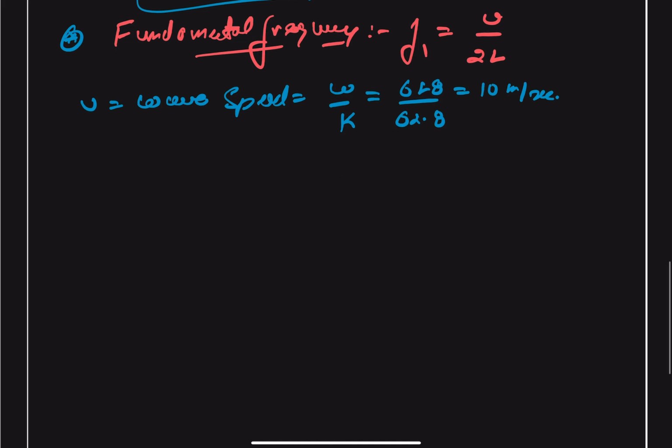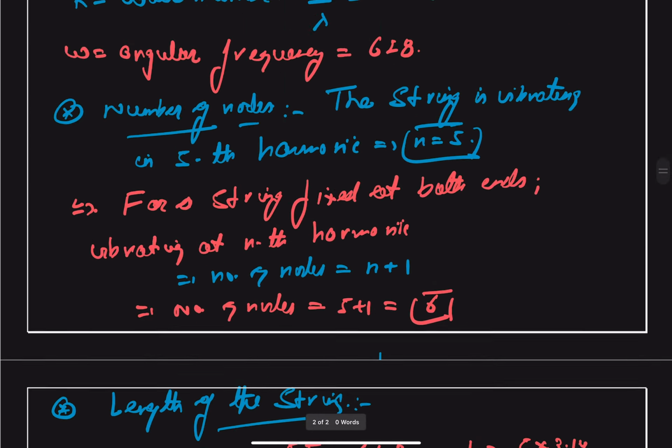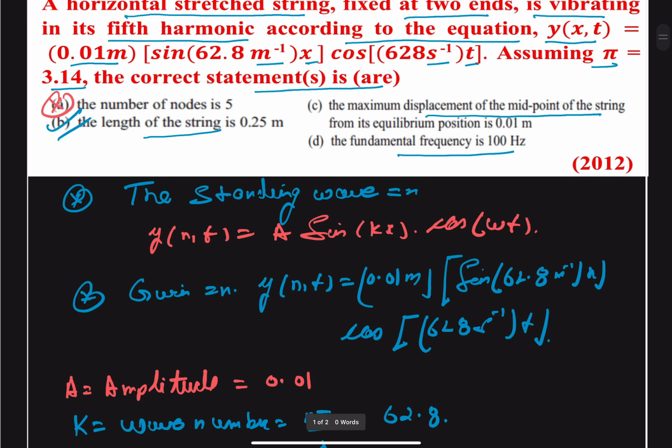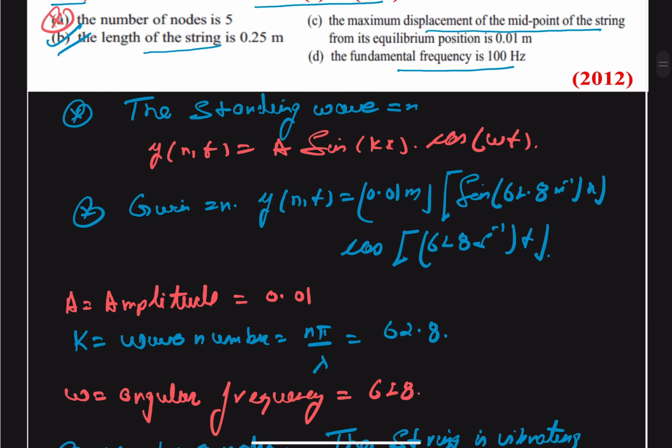Length we already calculated, so F1 will equal 10 to 0.25, and this gives us that our fundamental frequency will be 20 Hertz. So option number D, the fundamental frequency is 100 Hertz.